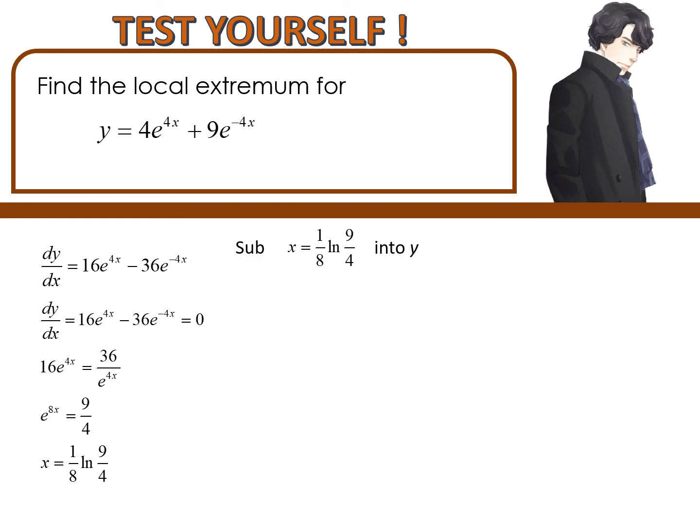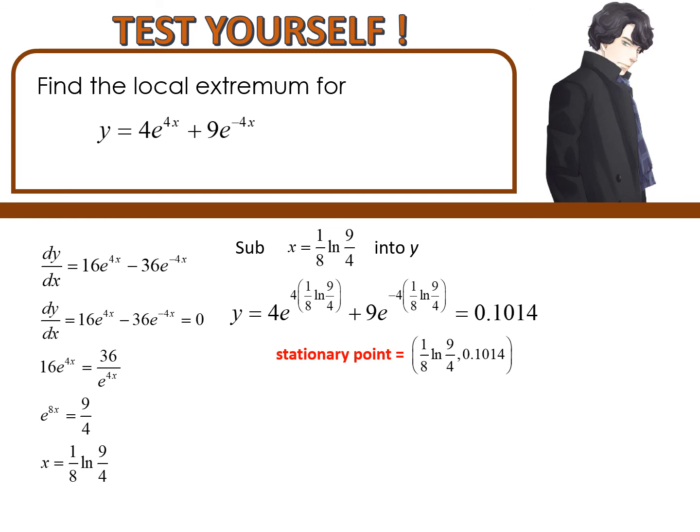Then we take this value and substitute into y. Just press our calculator. We will have 0.1014. So we make a conclusion: the stationary point is (1/8 ln 9/4, 0.1014). Then we use the second derivative test.